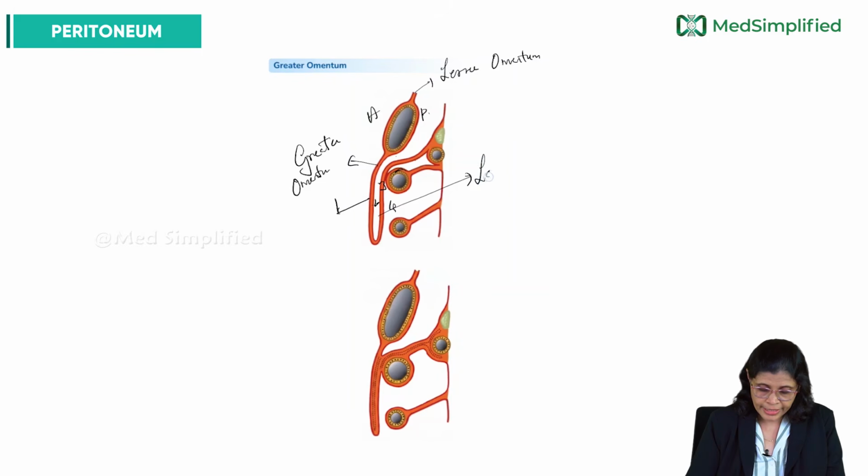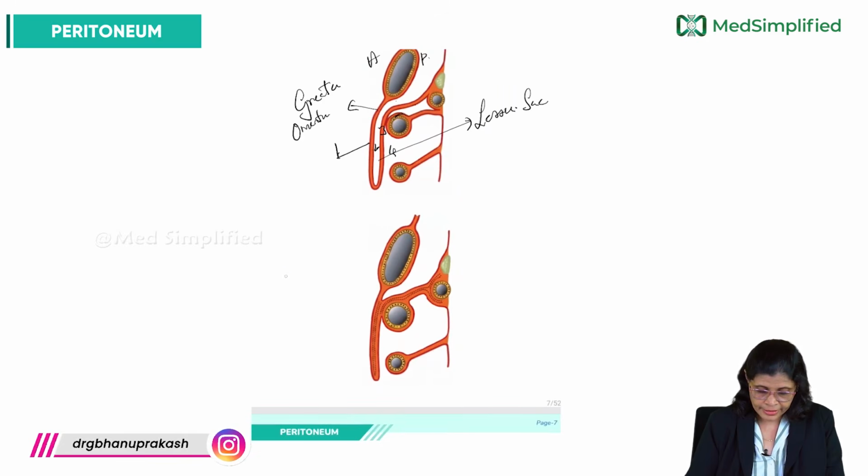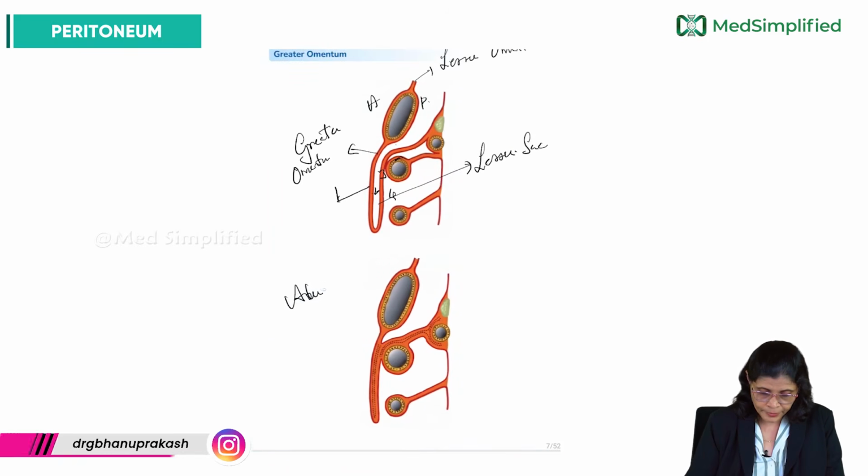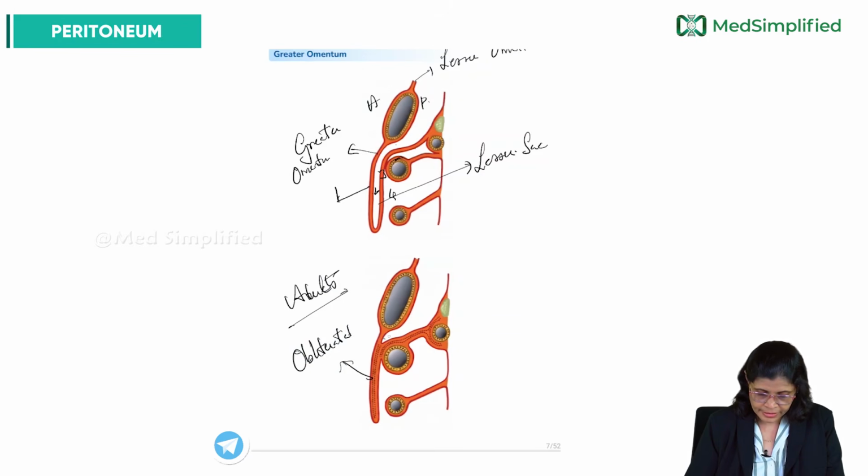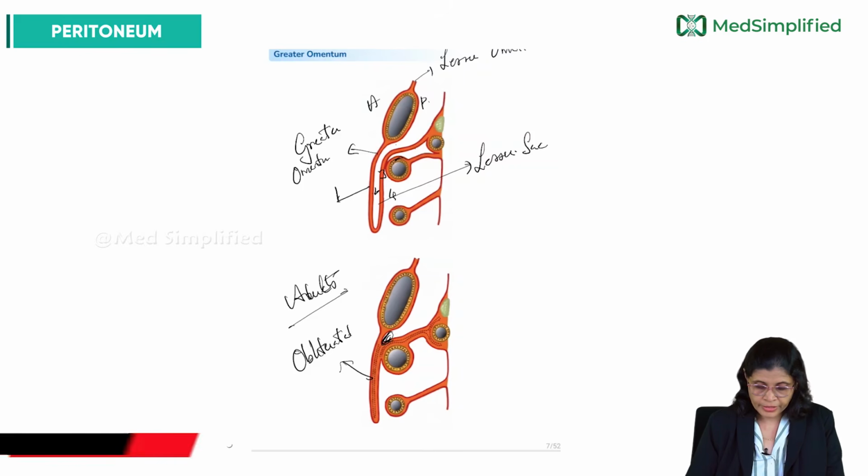So initially in younger age and in children, we will see this extending down up to this fold of the greater omentum. But later on in adults, it gets obliterated. So the part of the lesser sac between the second and third layer will get obliterated in adults, except for about 1 inch or 2.5 centimeters at this part, this small portion here. The rest of it gets obliterated.